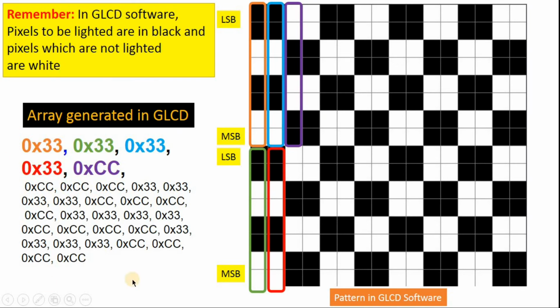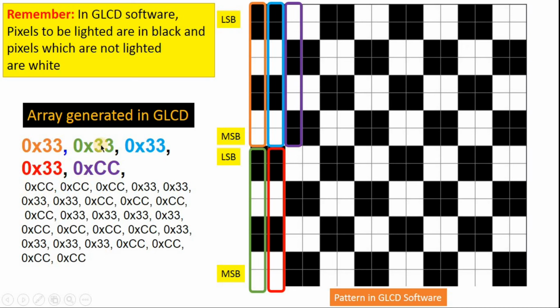We can see this is the hex number stream generated by the software. This 33 represents these 8 pixels, and this is the LSB, and the bottom one is the MSB. So these two are lighted. This black means lighted pixels. This 1 means 0 0 1 1, that corresponds to 3. Then 0 0 1 1, that corresponds to this 3.